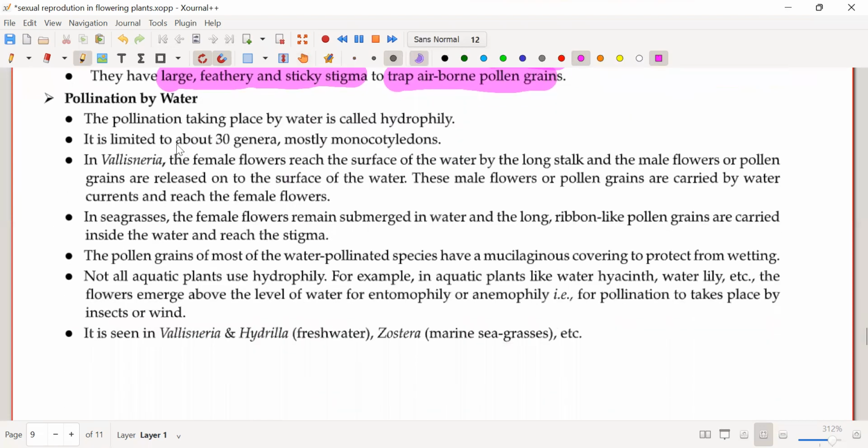Pollination by water. Pollination takes place in water. The pollination taking place in water is called hydrophily. It is limited to about 30 genera, mostly monocotyledons. In Vallisneria, the female flowers reach the surface of the water by a long stalk, and the male flowers or pollen grains are released on the surface of water. These male flowers or pollen grains are carried by water currents and reach the female flowers.